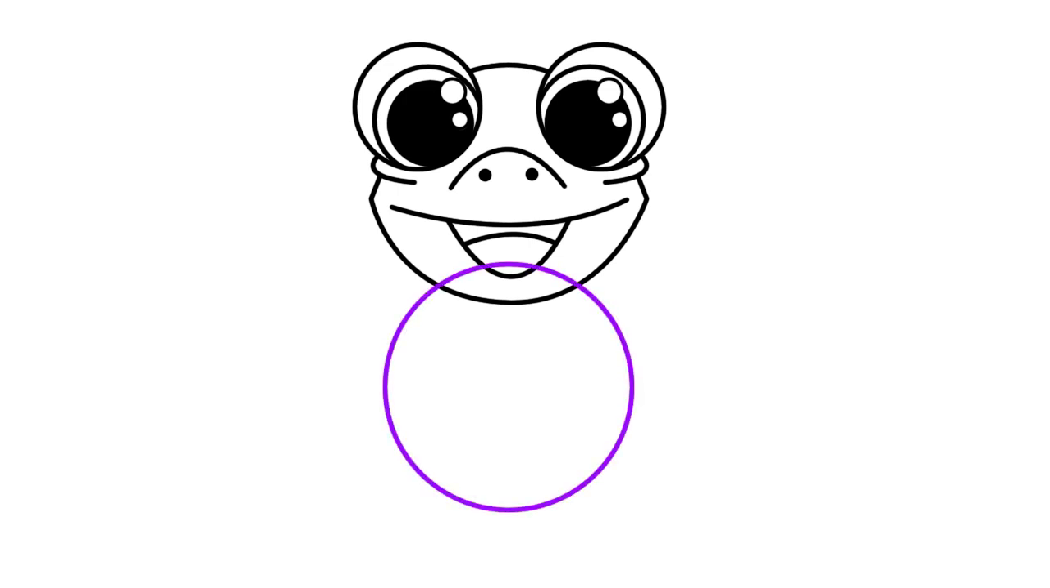Moving on to our frog's body, draw a large circle, roughly the size of our frog's head and overlapping the bottom of it. Erase the section of this circle overlapping our frog's head. Now draw an oval shape in the center of our frog's body, overlapping the head. Again, erase the section of the oval that overlaps, just like this.